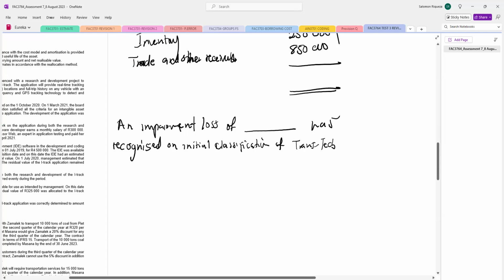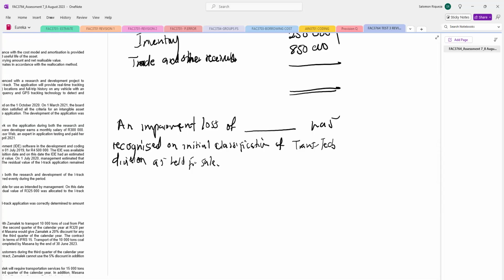Trans-Tech division as held for sale. Full stop. Hey, where should these impairments go?